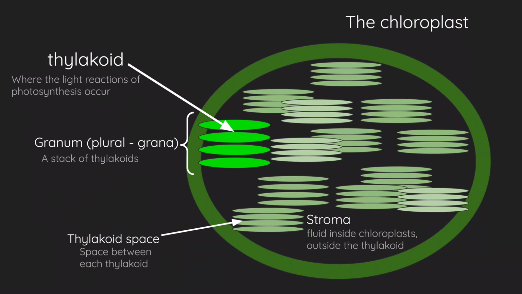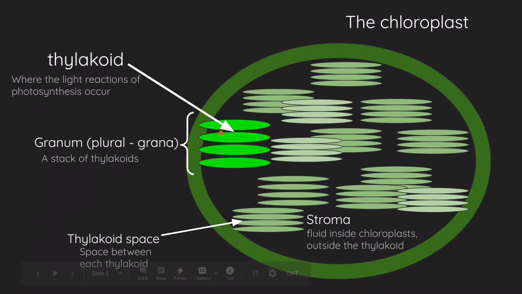Inside the chloroplasts of the plant cell, there are grana, which are composed of stacks of thylakoids. Surrounding the grana in the chloroplast is a fluid called the stroma. Light reactions of photosynthesis occur in the thylakoid of the chloroplasts. Between the thylakoids is what is known as the thylakoid space.